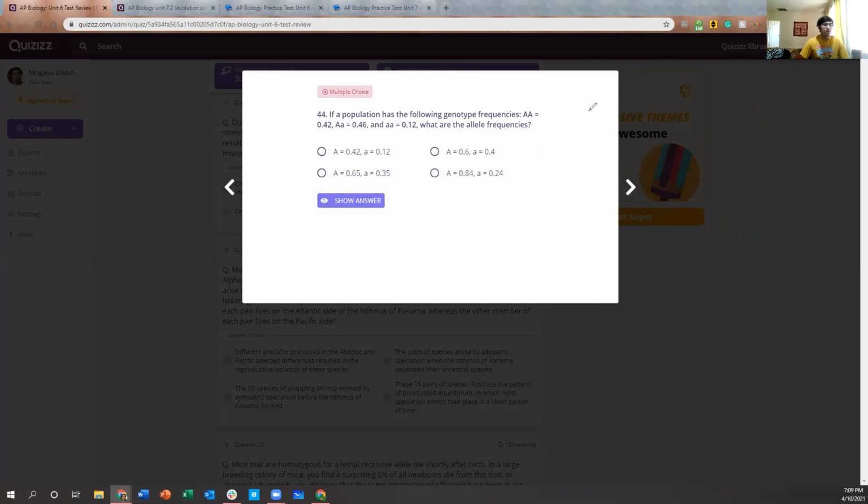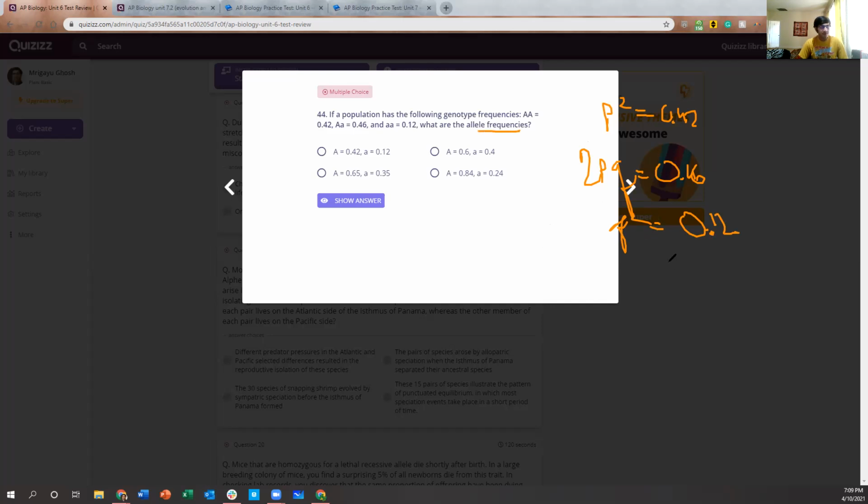Hardy-Weinberg variables. So AA is p squared equals 0.42. Big A little a is 2pq, that equals 0.46. And then q squared equals 0.12. Then what are the allele frequencies?